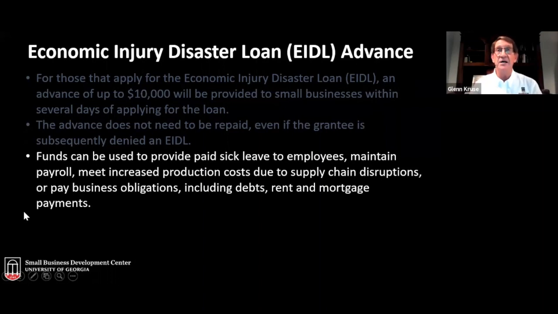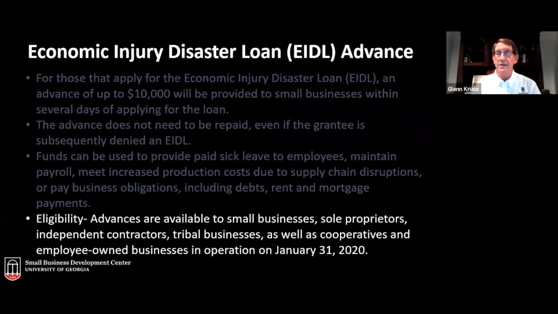Again, these funds that you get under the economic injury loan and under the advance can be used to pay those expenses that you would have normally been able to pay had this not hit you. So this could be any of these components that you see in this bullet point. The eligibility is the same eligibility we talked about earlier on the EIDL side. It is available to any small business, sole proprietors, independent contractors. You can all apply for these.